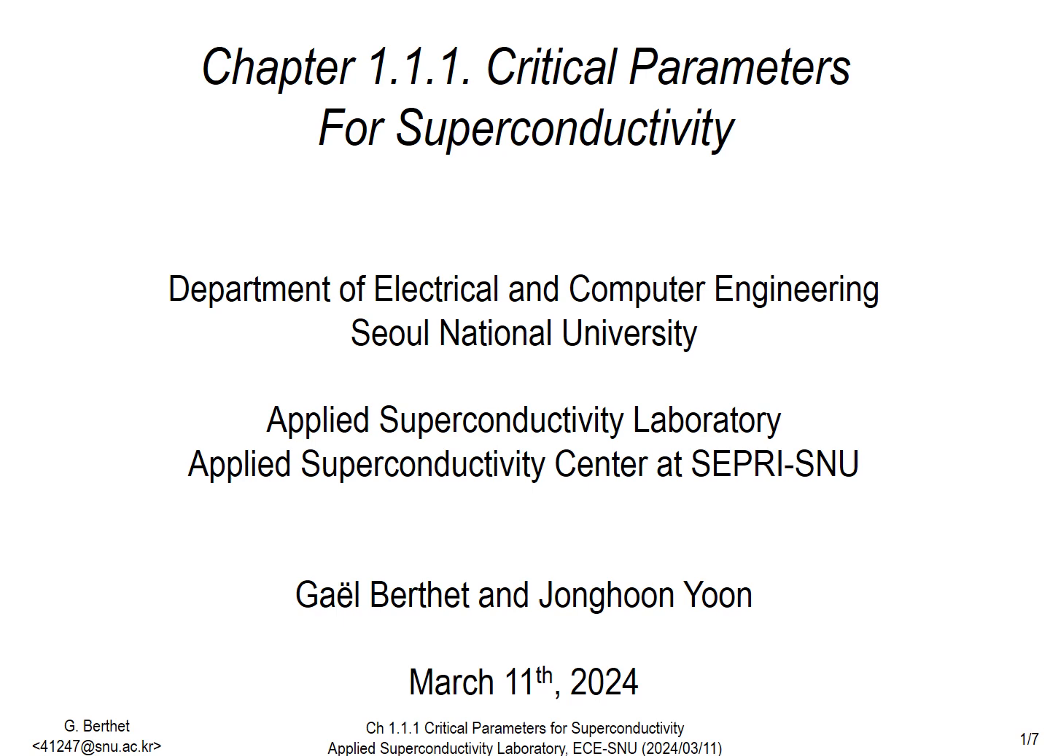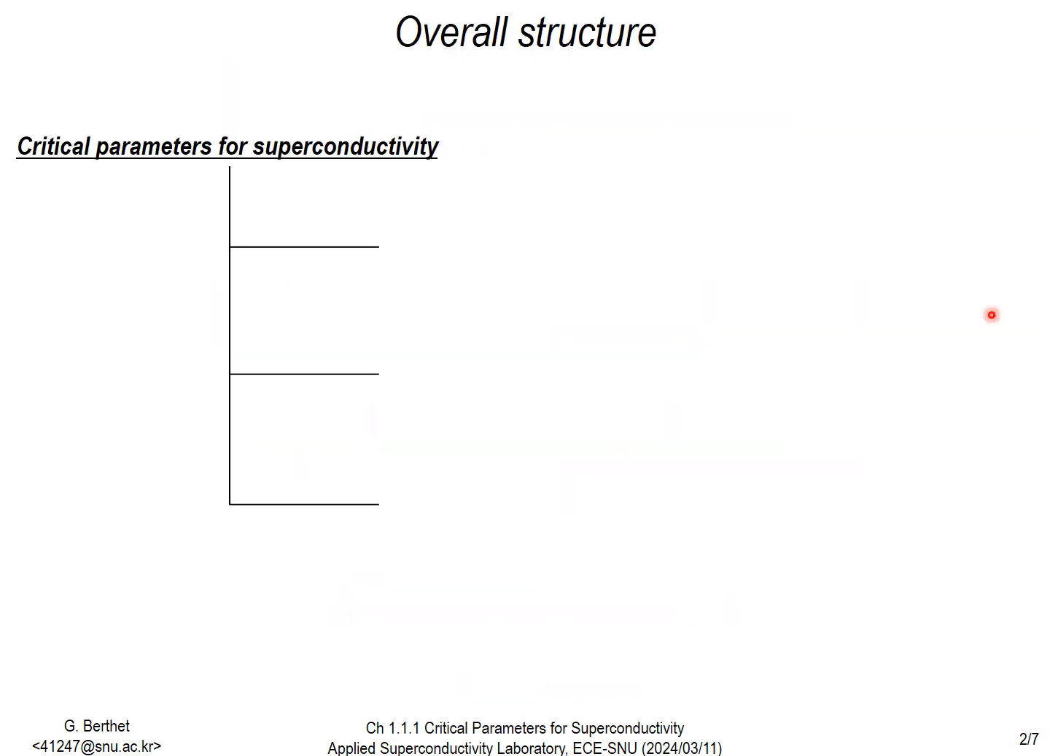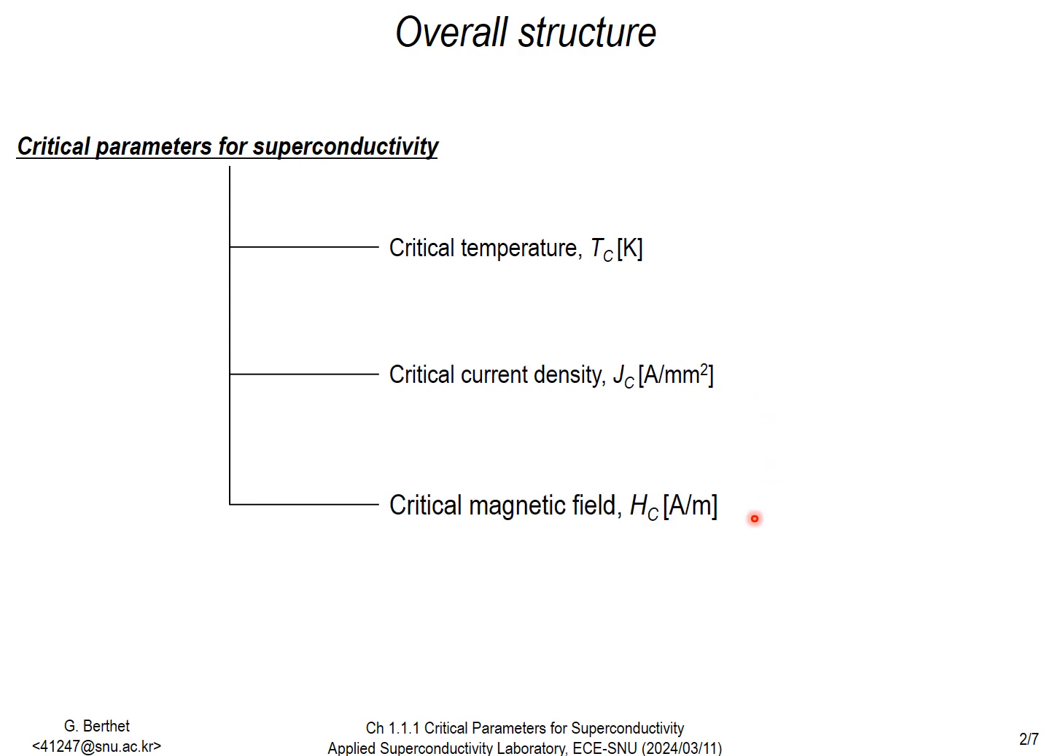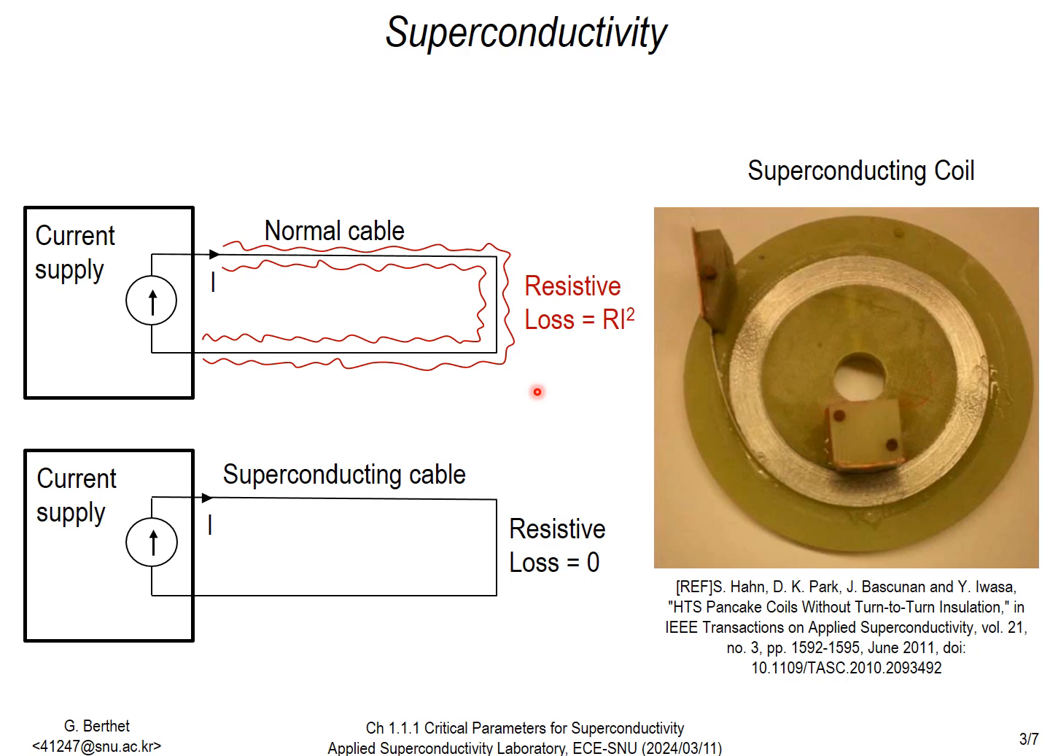Today we're going to talk about the critical parameters for superconductivity. We will go over the three critical parameters for superconductivity, starting with the critical temperature, Tc, the critical current density, Jc, and the critical magnetic field, Hc. We will first do a small recap of what is superconductivity.